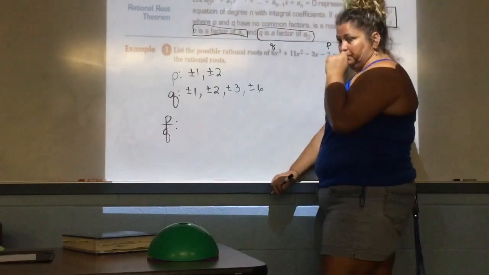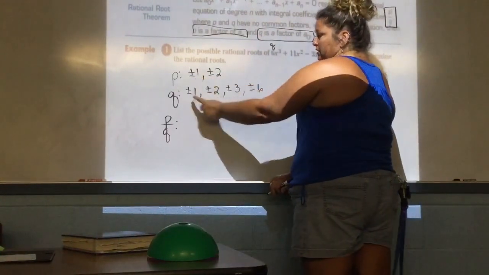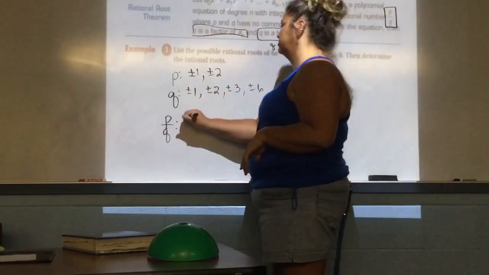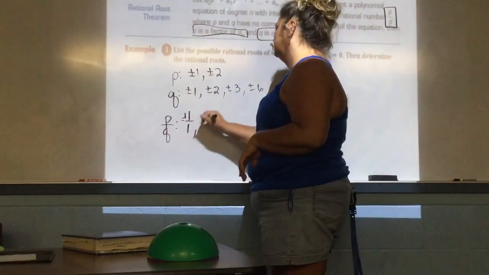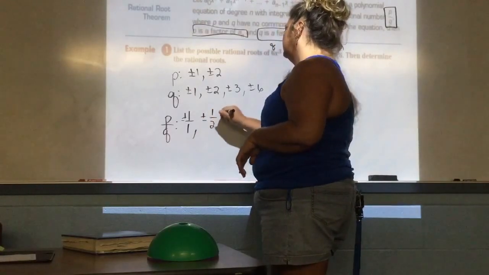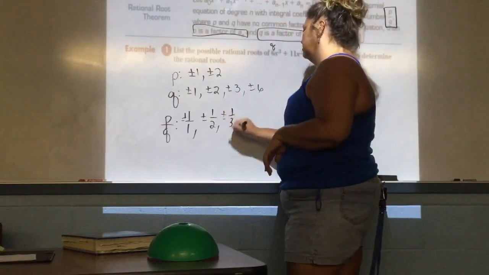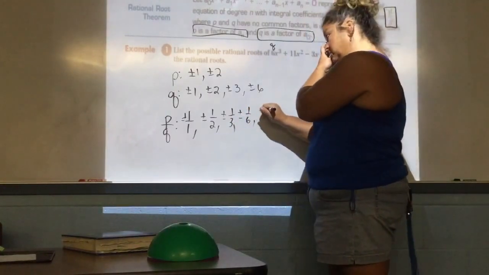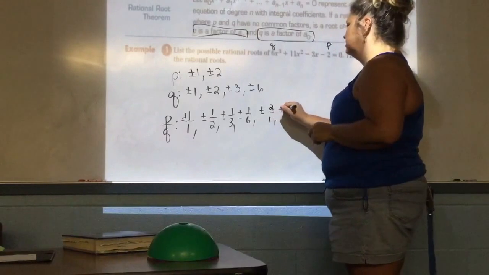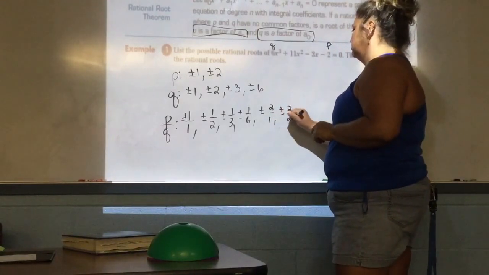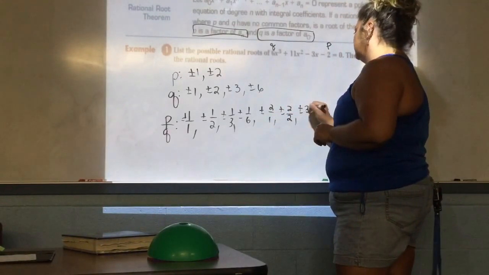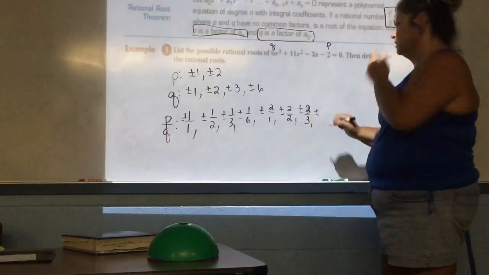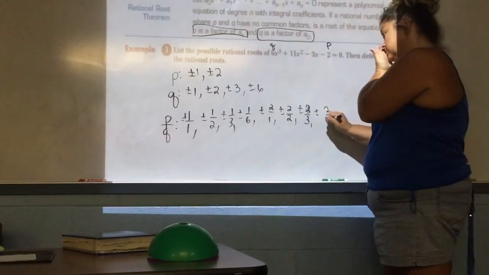The easiest way is to just take 1 over everything, then move over to 2 over everything. So plus or minus 1 over 1, 1 over 2, 1 over 3, 1 over 6, and then move on to 2. Plus or minus 2 over 1, plus or minus 2 over 2, plus or minus 2 over 3, plus or minus 2 over 6.